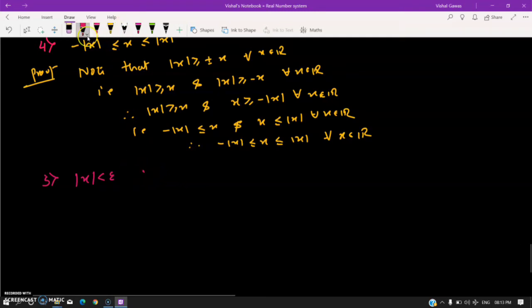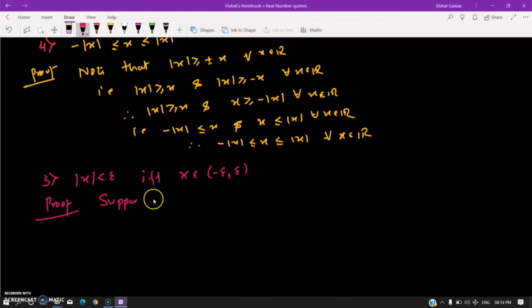If and only if x belongs to the interval minus epsilon comma epsilon. Let's prove this. Proof is pretty easy. Suppose modulus of x is less than epsilon.